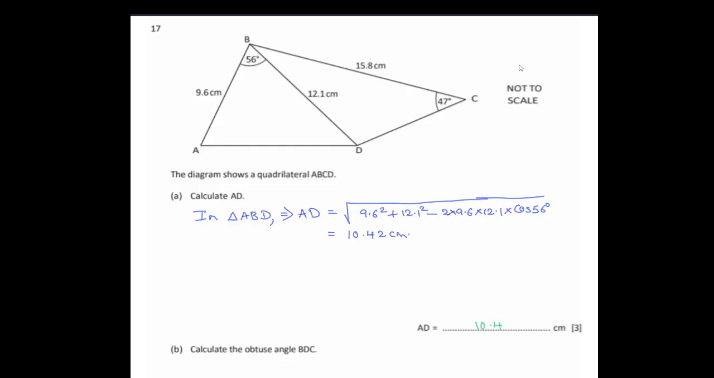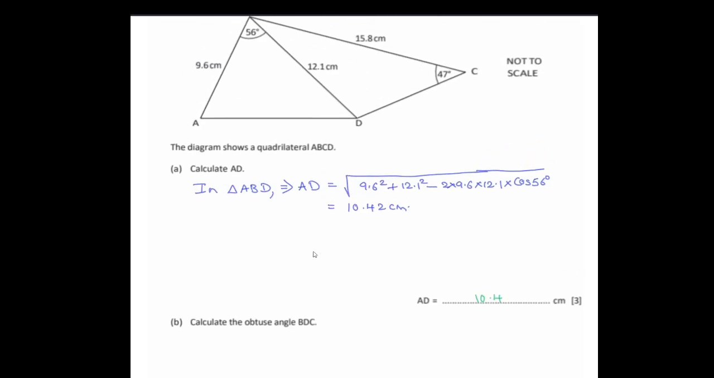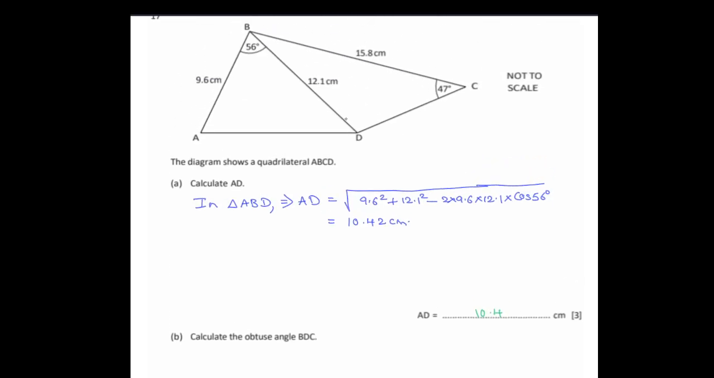This is the answer for question A. B, now calculate the obtuse angle BDC. So BDC is this angle. We need to find the obtuse angle of this. So to get this angle, we'll use sine rule here.